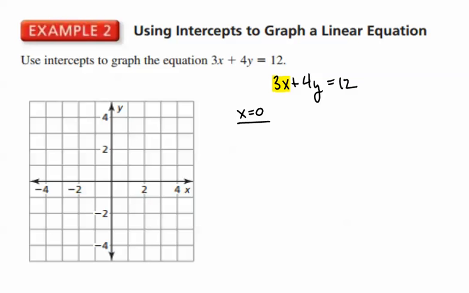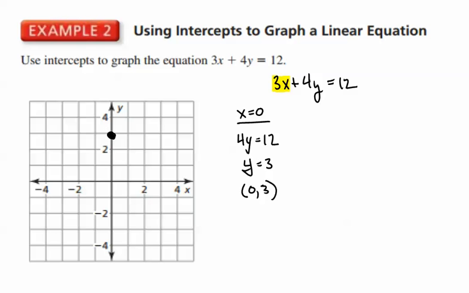So when x equals 0, in our equation, 3 times 0 will be 0. And so that part of the equation will essentially just go away. And so we'll be left with 4y is equal to 12. And we know that 4 times 3 is 12. So y has to be 3. And we'll get the point x is 0, y is 3. And we can go and graph that. X is 0, y is 3.